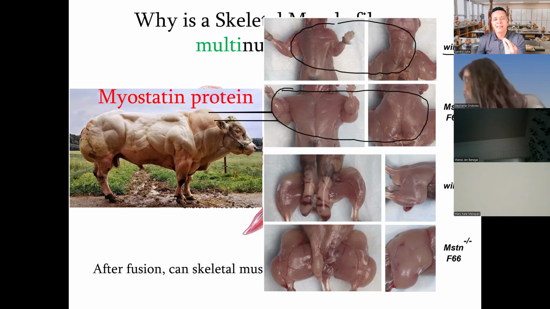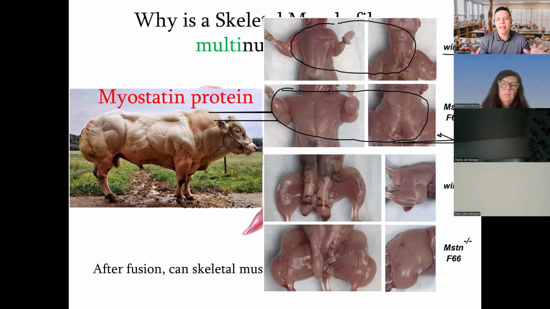So folks, take a look at the difference in the muscle mass of these two animals right here. This animal got the same diet, the same level of exercise, exactly the same thing as the wild type mice. The only thing that is different is that it's not producing the myostatin protein.